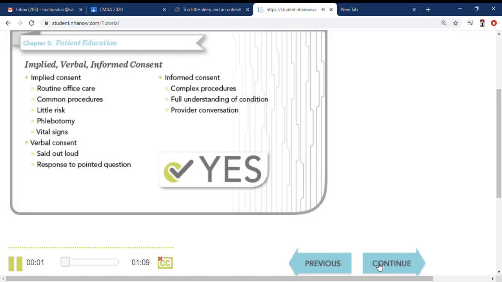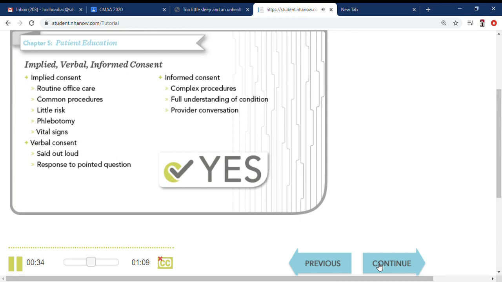Before treating patients, providers must have permission or consent. When a patient comes to the office for routine care, consent is usually implied. This kind of consent, called implied consent, is sufficient for common or simple procedures that typically involve little risk. Blood drawing or phlebotomy and taking vital signs, such as blood pressure and temperature, fall under this category. In some instances, it's sufficient to receive verbal consent.